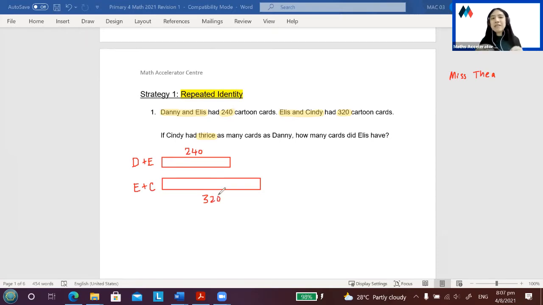So this strategy is called repeated identity. Can anyone tell me what the repeated identity is in this question?